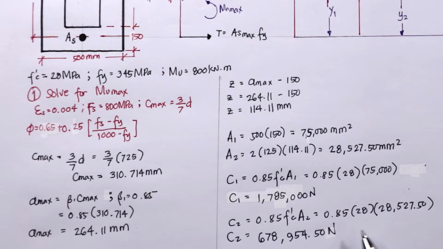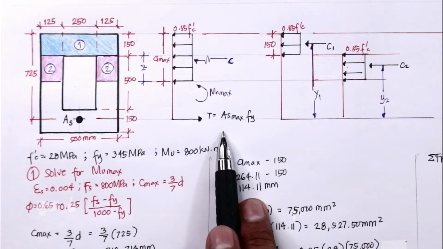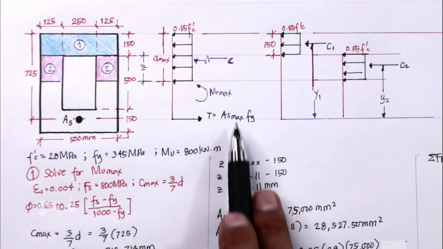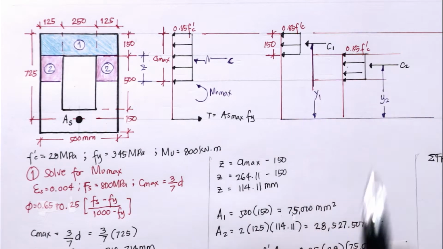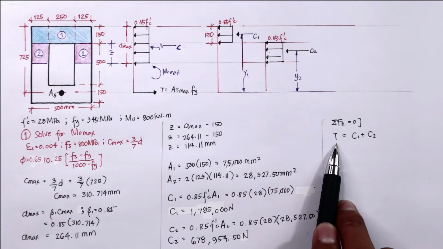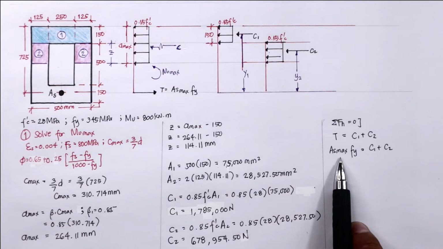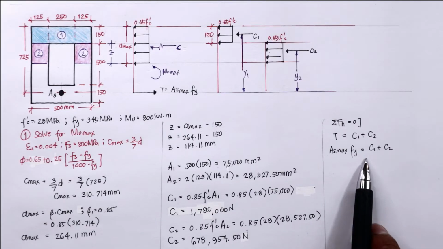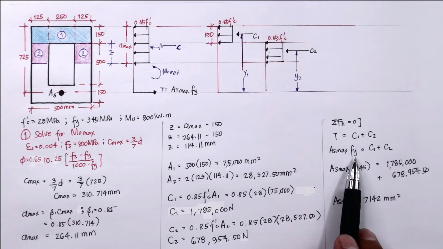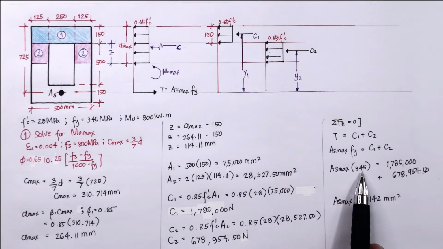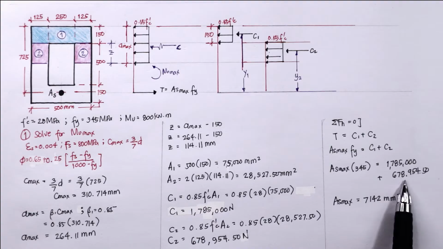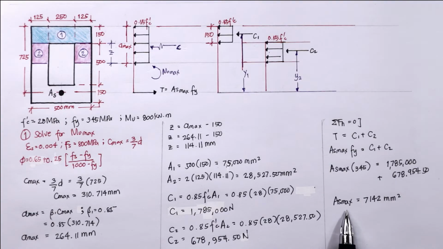678,954.15 Newton. From this figure, apply summation forces horizontal. C is equal to T. Tulad na sabi ko kanina, C is equal to C1 plus C2. Kaya ang nagawa kong equation, T is equal to C1 plus C2. T is equal to AS max Fy equal to C1 plus C2. By substituting the values na meron tayo sa equation na to, ang unknown lang is AS max. AS max multiplied by Fy, 345 given, is equal to C1 plus C2. Then the value of AS max is equal to 7,142 mm squared.